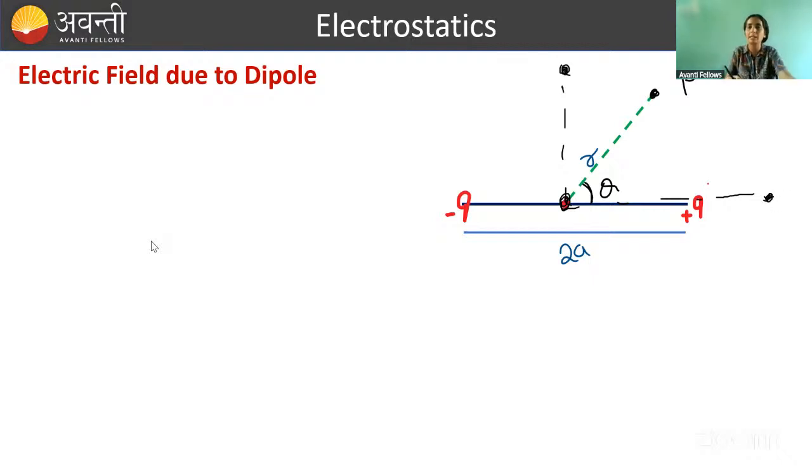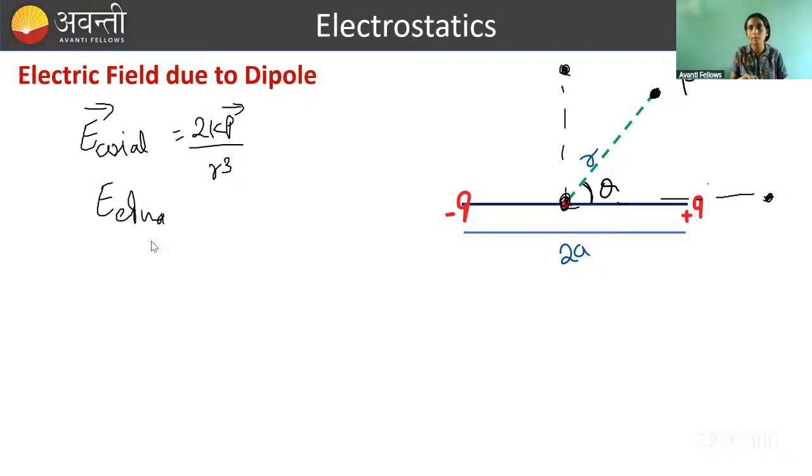But what if we are given and we are asked to calculate electric field at any random point? Let's say at point P we have to calculate electric field. So we know two formulas. One for the axial point. Axial point पे कितना होगा? 2 kp by r cube in the direction of dipole. What will be electric field at the equatorial point? Equatorial point पे क्या होगा बताओ? That will be minus kp by r cube. So we know two formulas only.